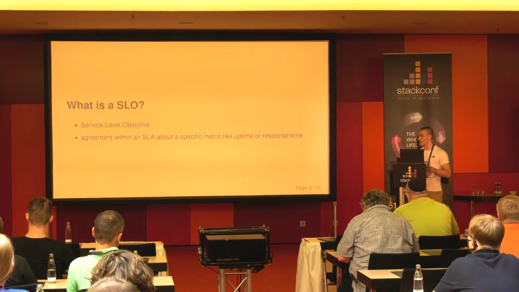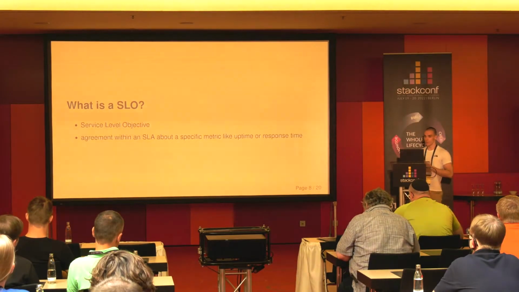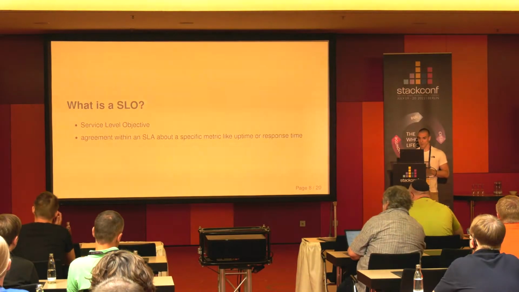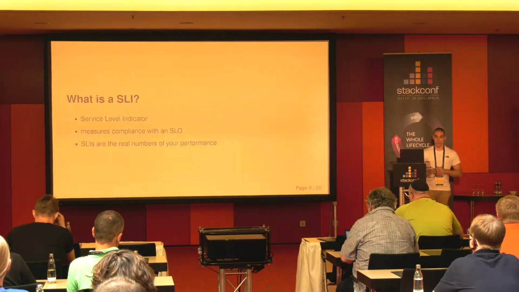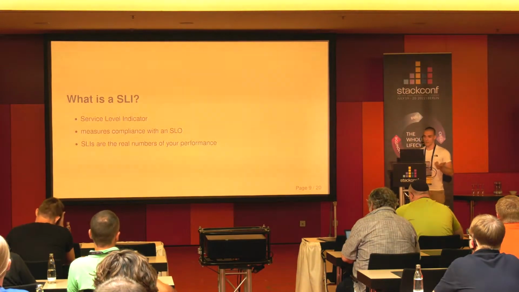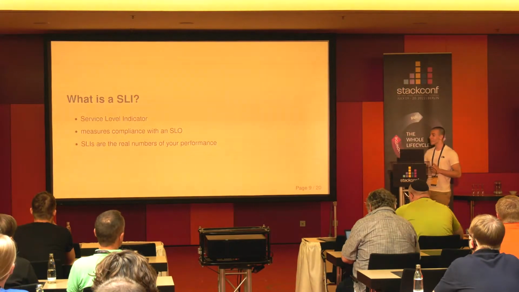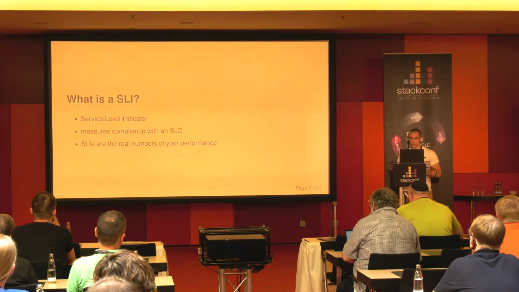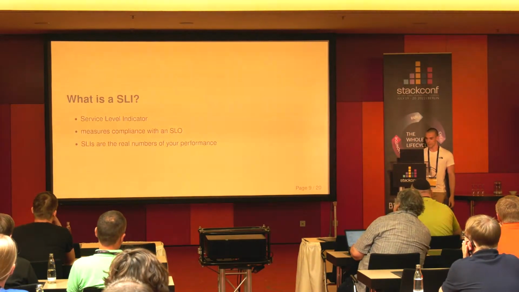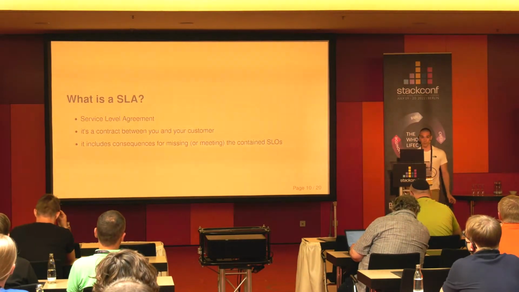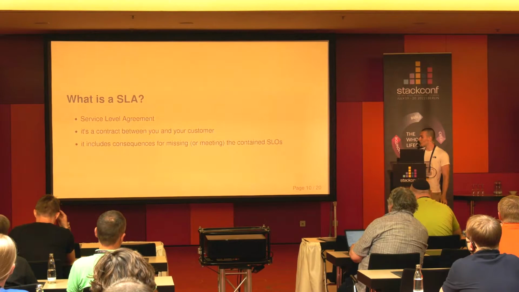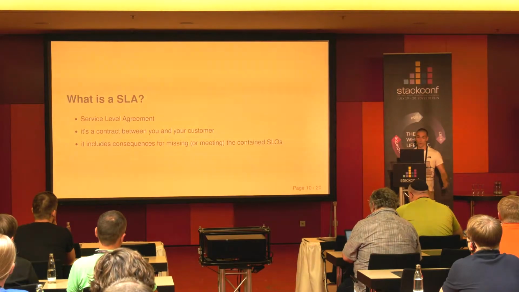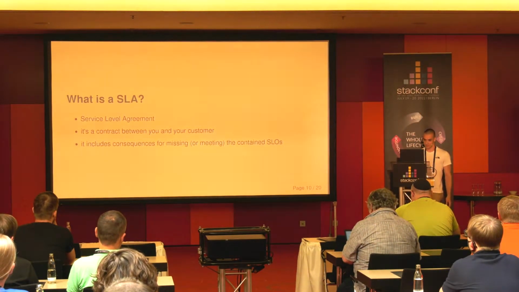It's called a service level objective, and it's an agreement within an SLA about a specific metric, like uptime or response time, that you can measure. The SLI is the service level indicator. It measures compliance with an SLO, and SLIs are the real numbers of your performance, like the numbers that your team really achieved. And last but not least, we have the SLA. It's the service level agreement. It's a cool word for a contract between you and your customer, and it includes all the consequences of meeting or even missing the SLOs.